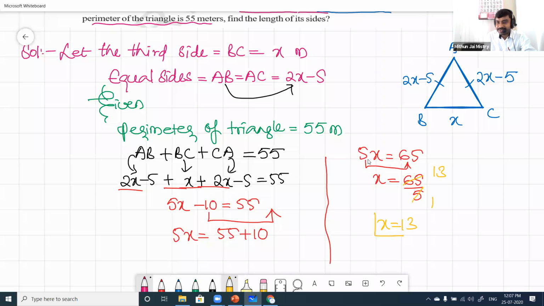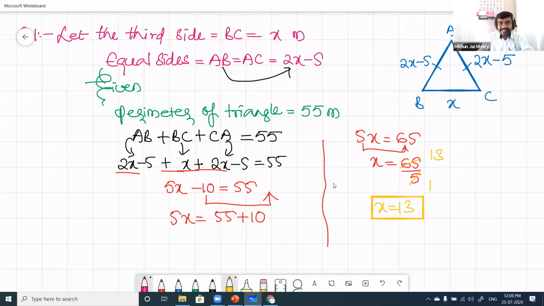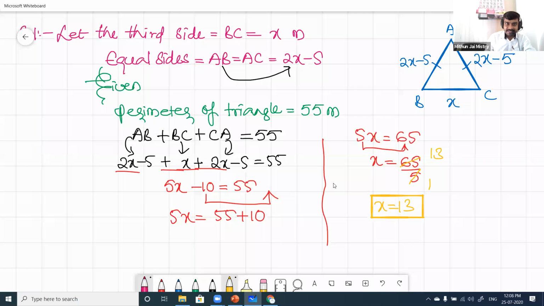But who wants x? The question is not asking for x. What is the question? Find the length of its sides. So we took it as x for our convenience. So at last we should write the 2 lines which we started with. The same 2 lines will come again here.